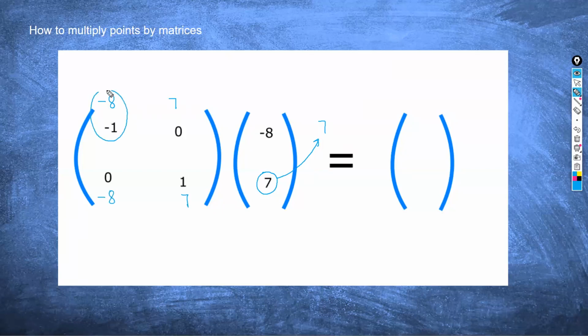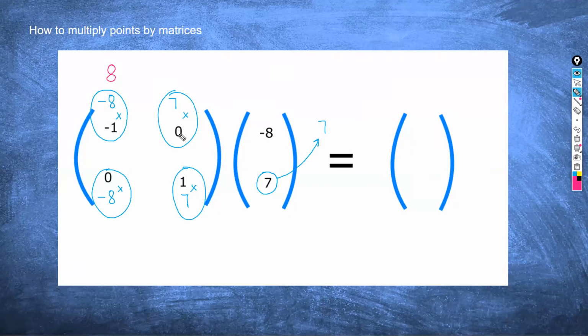And we are going to multiply each pair. So let's multiply. Minus 8 multiplied by minus 1 is positive 8. When you multiply 2 minus, you get a positive. You can put the positive here if you wish.